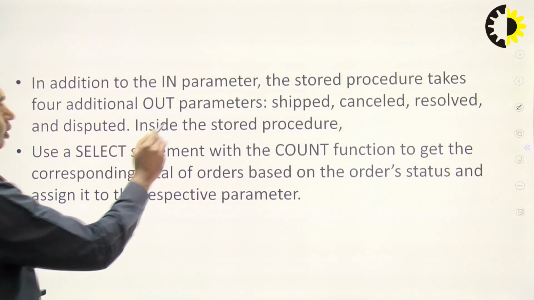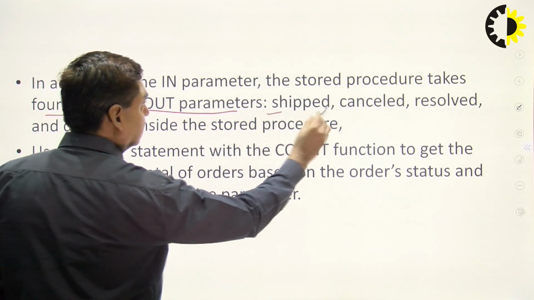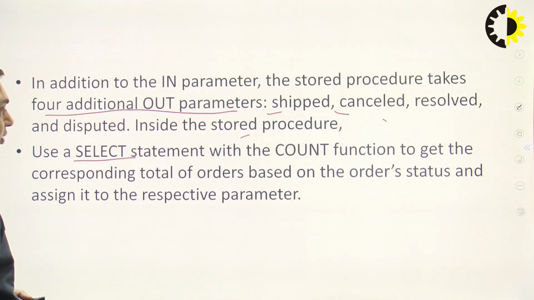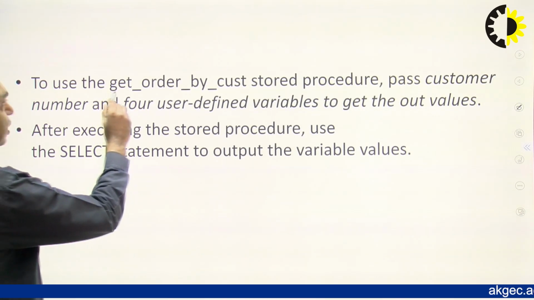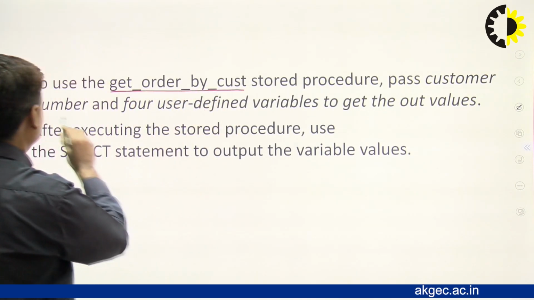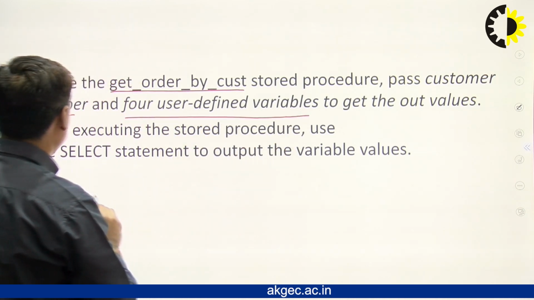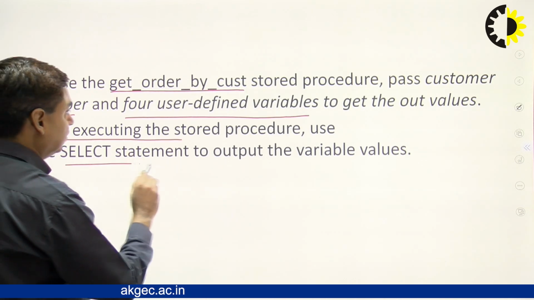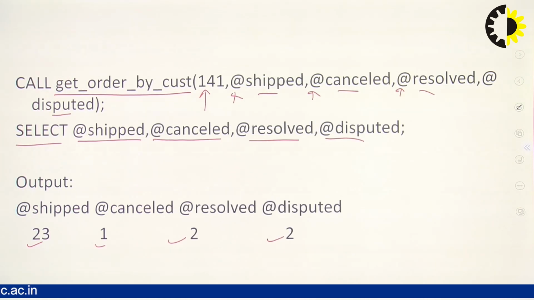In addition to the in parameter, the stored procedure also takes four additional out parameters, which I already discussed. Use the select statement and the count function to get the corresponding total number of orders based on the order status. Then, to use the get order by customer stored procedure, pass the customer number and four user defined variables to get the out values. After executing the stored procedure, use the select statement to output the variable values. This is the output that I explained.